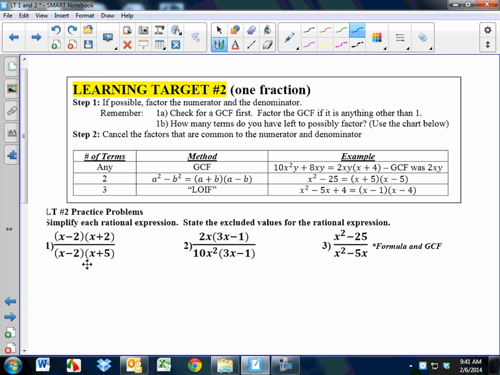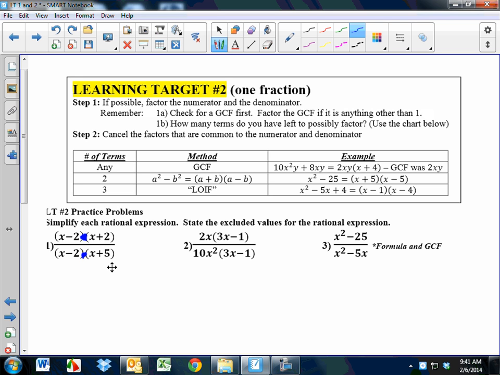Well, for starters, we can simplify by canceling factors, just like the last 2 pages, or just like the previous page. The trick is recognizing that the multiplication sign in number 1 is in between the parentheses, there and there, which means that x minus 2 is a factor, x plus 2 is a factor, x minus 2 is a factor, and x plus 5 is a factor.